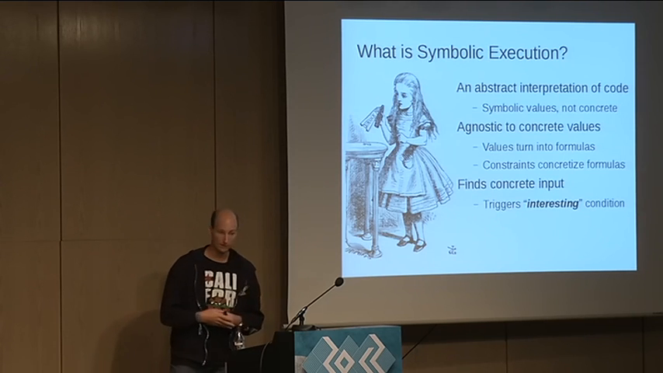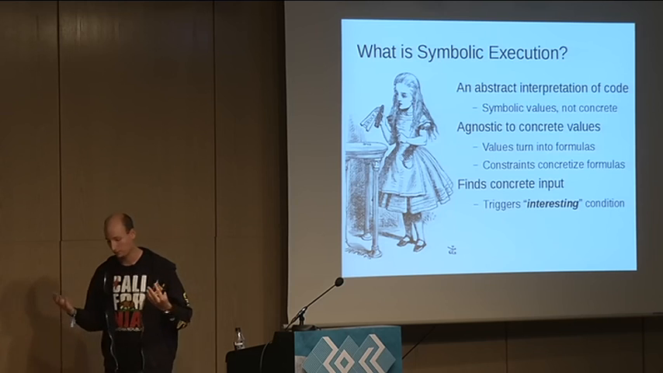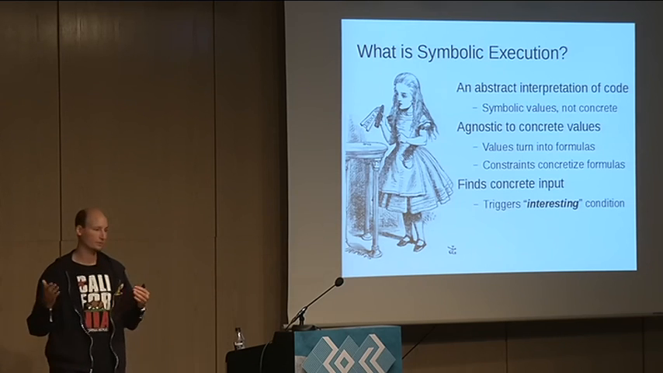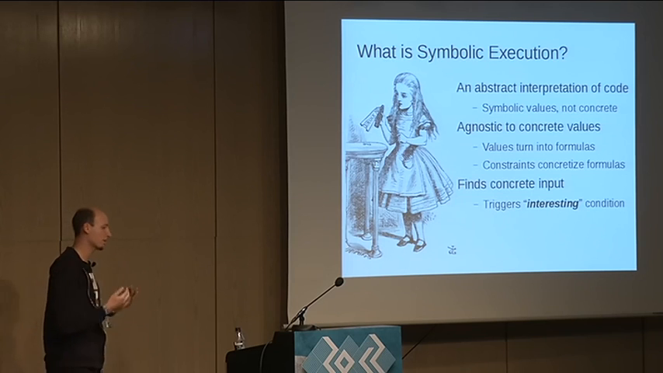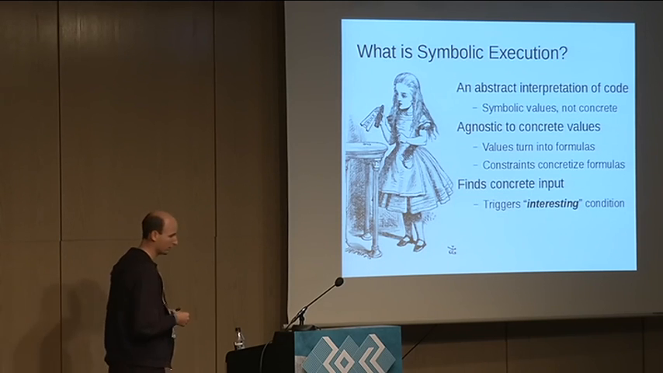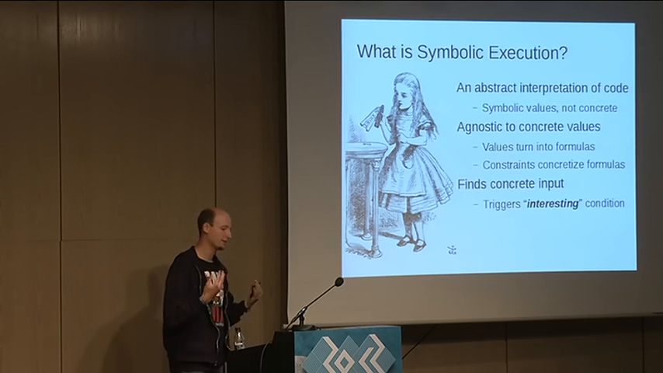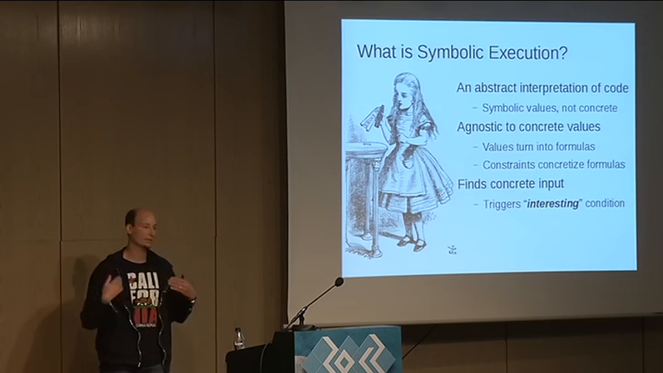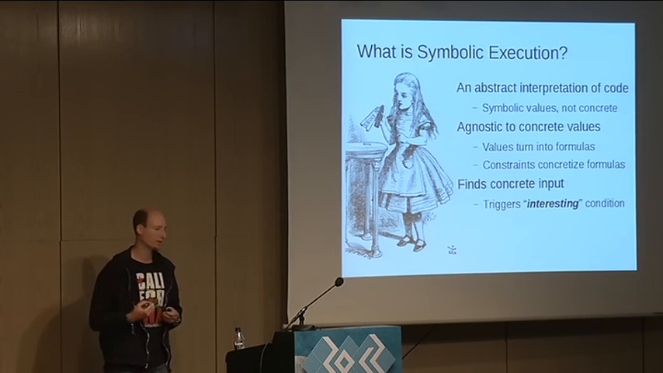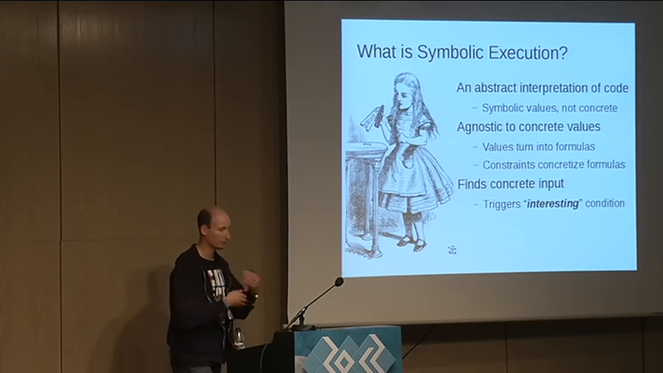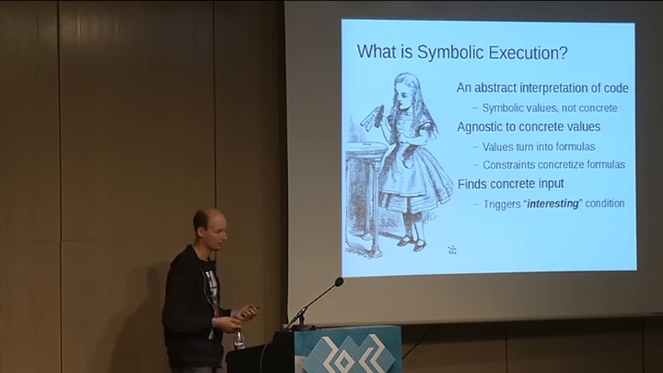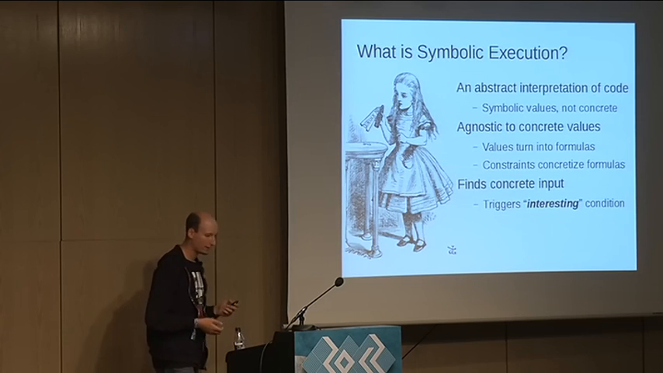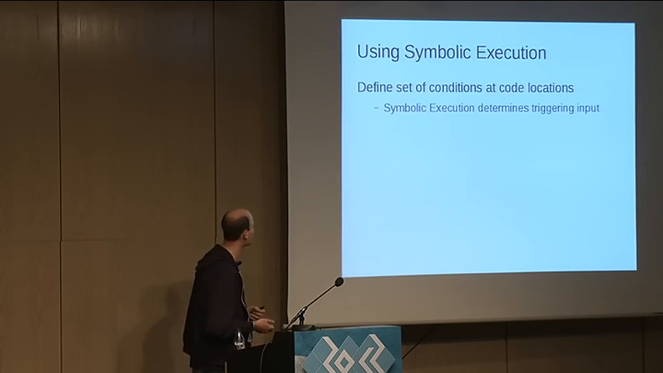And the goal is, if we finish the transformation and can produce a specific condition that holds for all the paths along the way, we can find the set of concrete inputs that will actually fulfill the condition that we have in the end. And we can then use this one to trigger some interesting condition. So let's drink the Kool-Aid and look at what we can do with it.